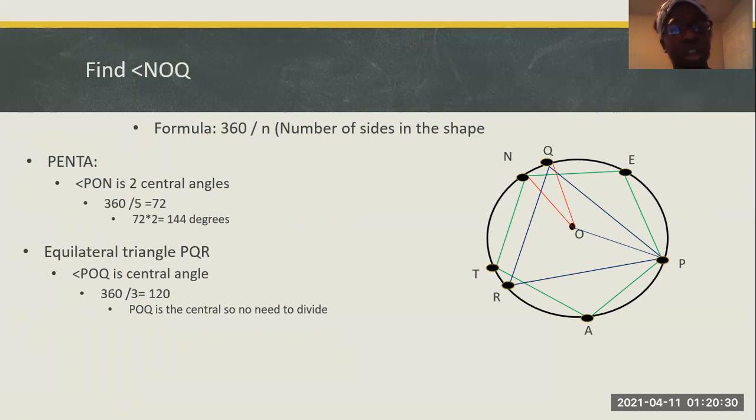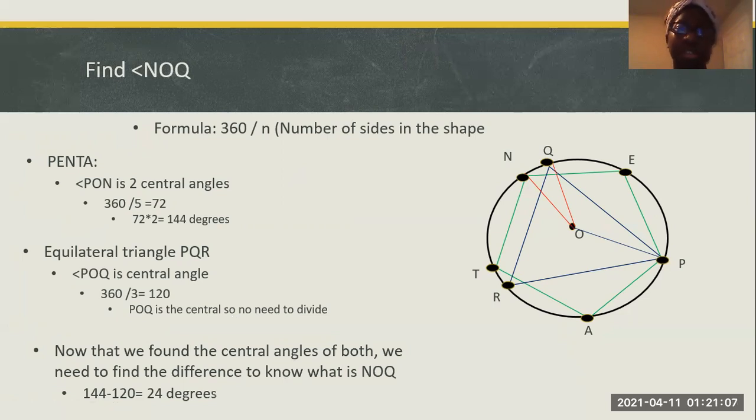Now we'll do the equilateral triangle, which is PQR, and this is POQ. I'm sorry, POQ, which is our equilateral triangle. That red line is not in the right place. So we'll do 360 divided by 3 equals 120, and POQ is the center, so there's no need to divide. Now that we have our central angles, we have to find the difference. So we'll do 144 minus 120, and we'll get 24 degrees. So NOQ is 24 degrees.